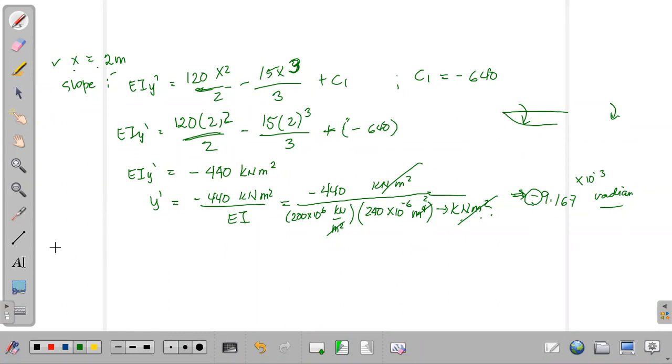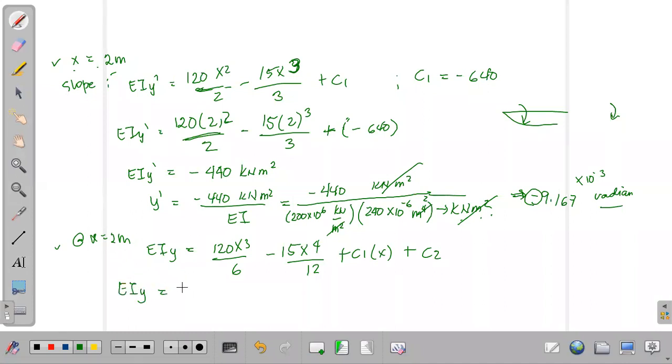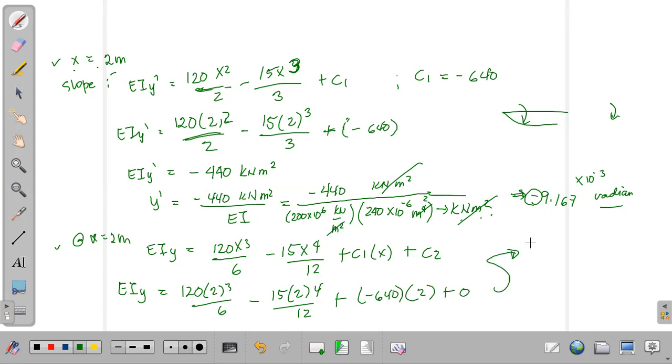So, for the deflection, at x is equal to 2 meter. So, pagka sinusolve ninyo deflection, ang gagamitin natin yung equation ng deflection, which is EI y equals 120x cubed over 6 minus 15x raised to 4 over 12 plus C1x plus C2. Okay? So, substitute lang natin yung value ng ating x, 2 meter. So, 120 times 2 cubed over 6 minus 15 times 2 raised to 4 over 12 plus C1 natin is negative 640 times 2 plus 0. So, ano yung magiging value natin dito?